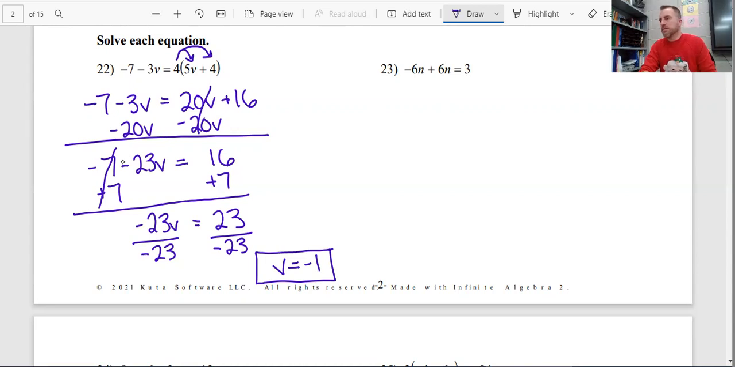All right, real quickly, let's do number 23 and talk about what it means. Not a very difficult problem to simplify, but maybe understanding the results is kind of difficult. So -6n plus 6n equals 3. We already have all our variables on one side of the equal sign, so we want to simplify and solve. -6n plus 6n is 0n, and it's equal to 3.